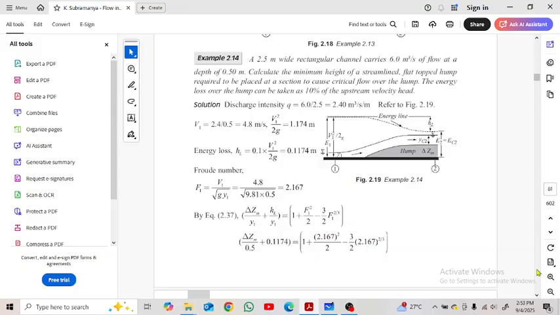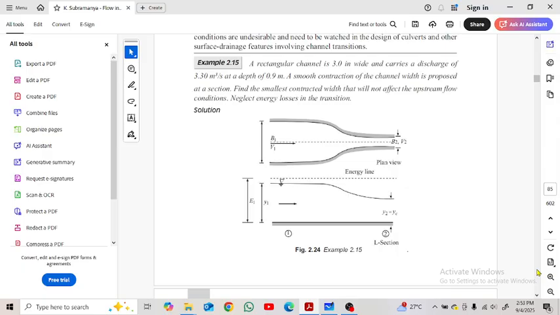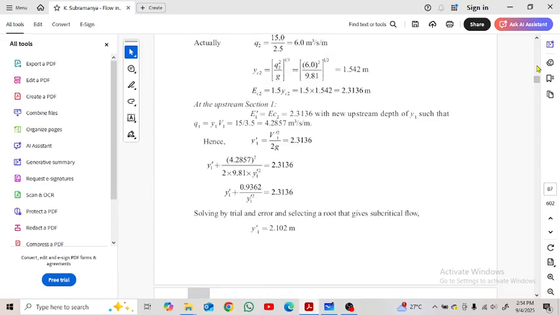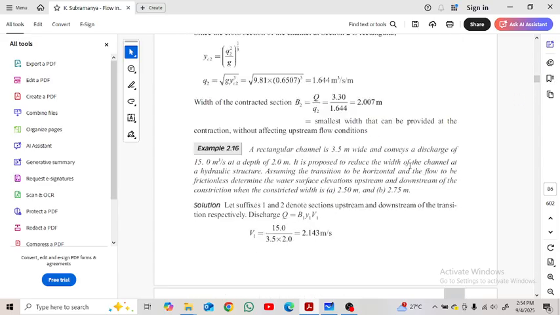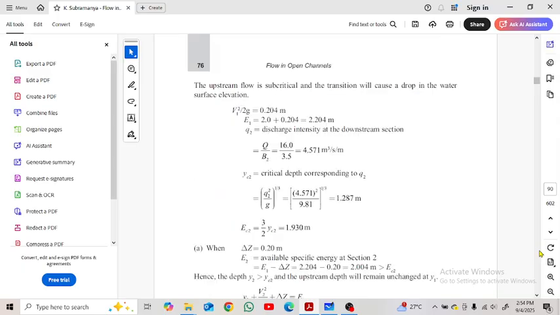And I must say there is one question which is only the width constriction case, and I have also made a video of that question, where only width constriction is occurring. The width is constricted to 2.5 meter and 2.75 meter. So this is a very important question for the final examination. Many questions have already been asked, but I must tell you about this question: a discharge of 16 meter cube per second with a depth of 2 meter flows in a rectangular channel. This question has already been asked in the IE final examination.